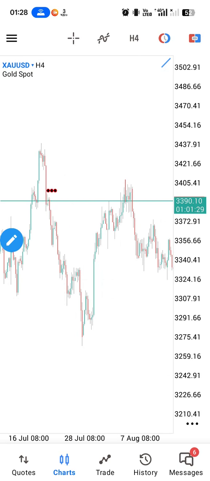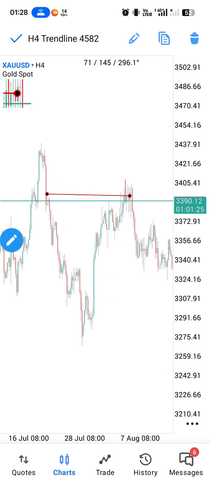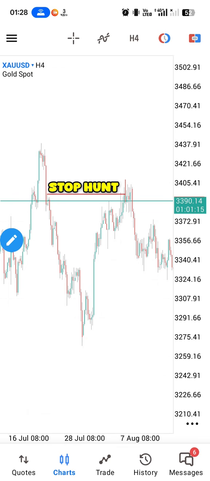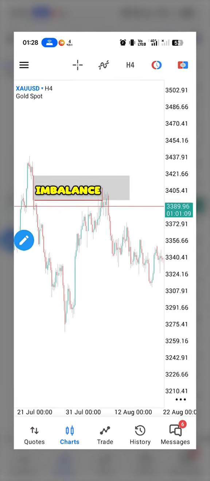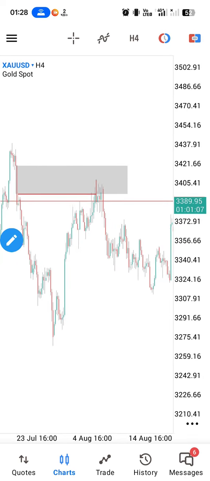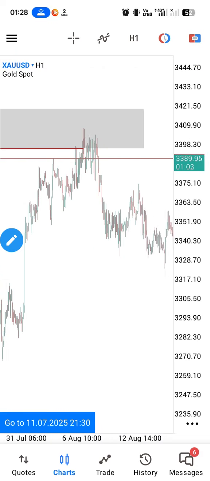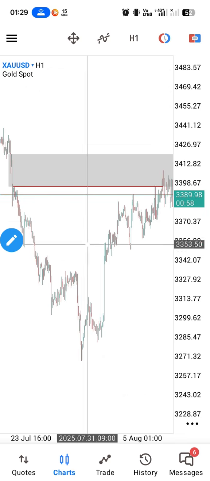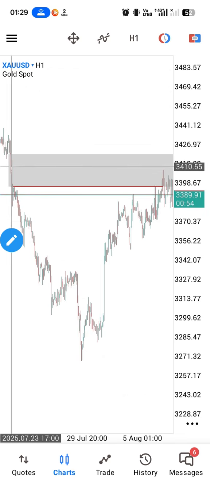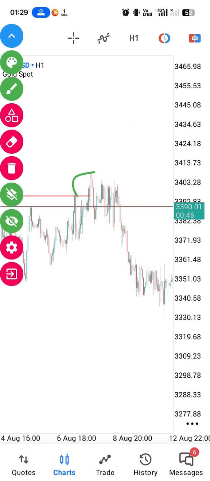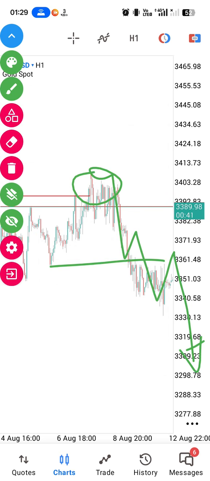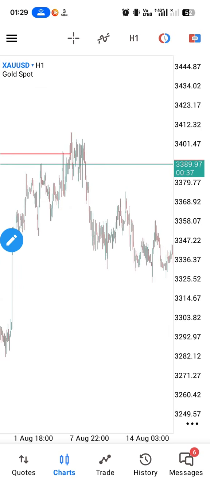Now on the 4 hour, I want us to notice or mark out the stop hunt that took place there, and price partially filled the imbalance. So right there was a reaction, and price made a reversal and started to shoot down. So we have to drop down from the 4 hour to the 1 hour and see what took place.